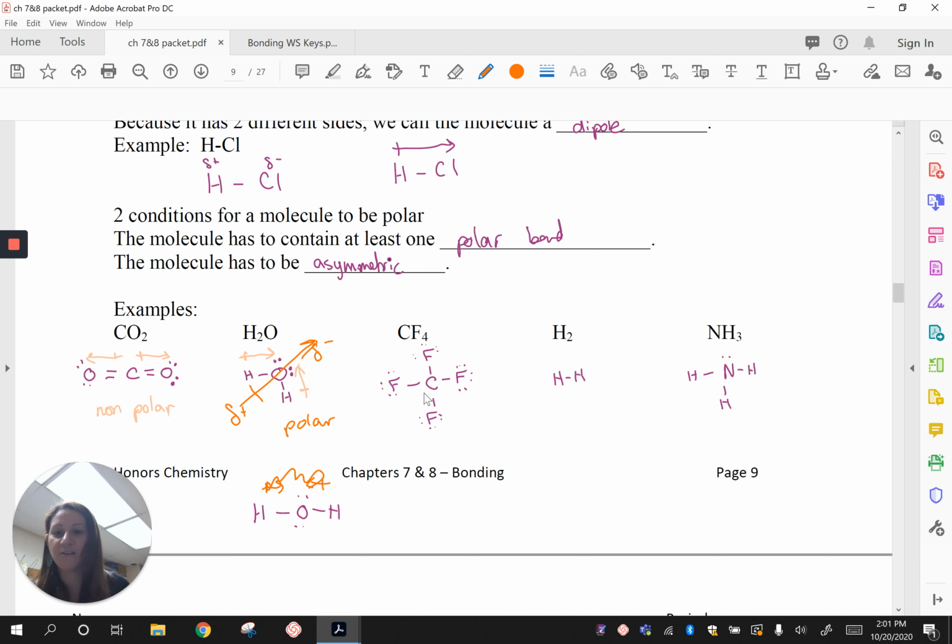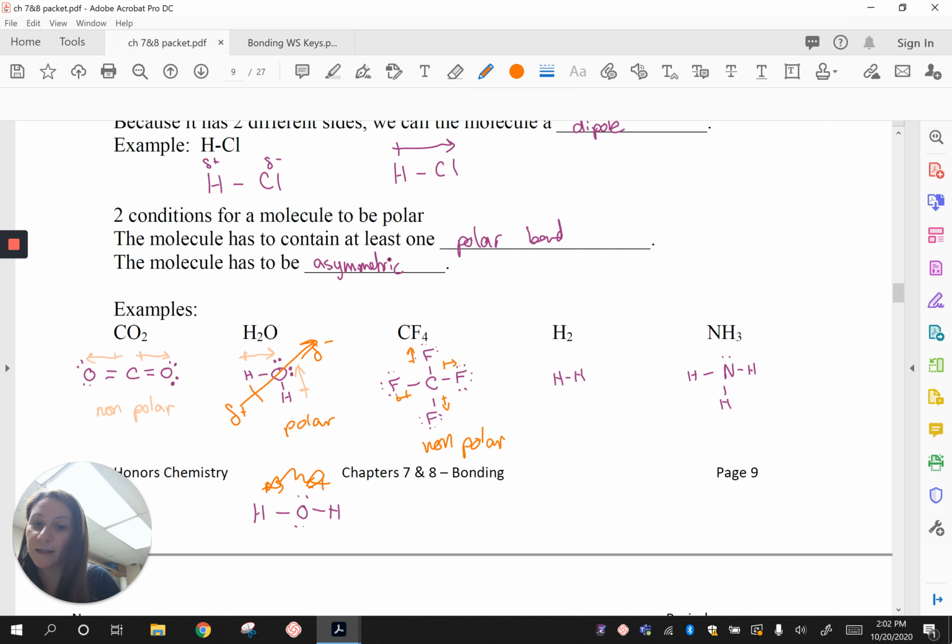Okay, let's look at CF4. So CF4, fluorine is more electronegative. So you got one this way, one this way, one this way, one this way. Again, remember that this is tetrahedral, so you have to think about it in the tetrahedral shape. And so they do cancel each other out. This one would be non-polar.